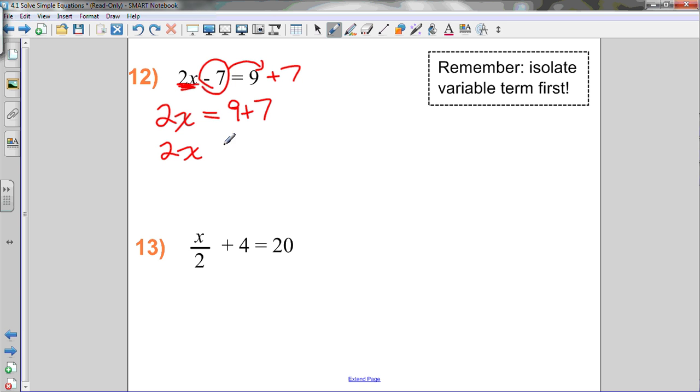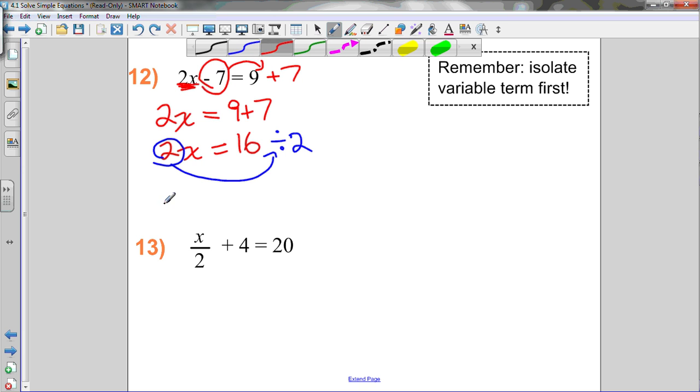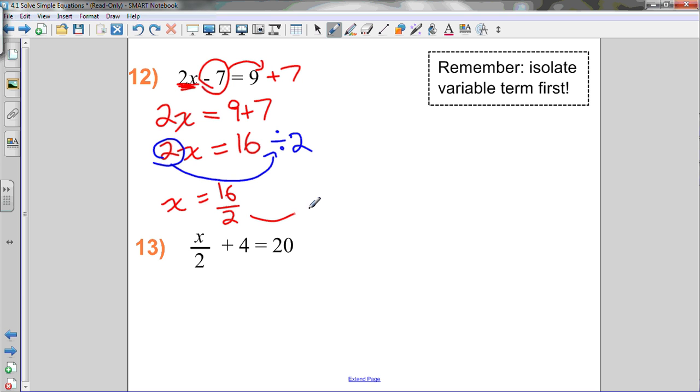2x, therefore, equals 16. Now that I've isolated the term that has the variable, I'm actually going to isolate the variable. So I have 2 times x. The opposite of multiplying by 2 is dividing by 2. So to bring it to the other side, I'm going to divide by 2. And what I'm left with is x equals 16 over 2. And I'll write my answer over here. 16 over 2 is 8.